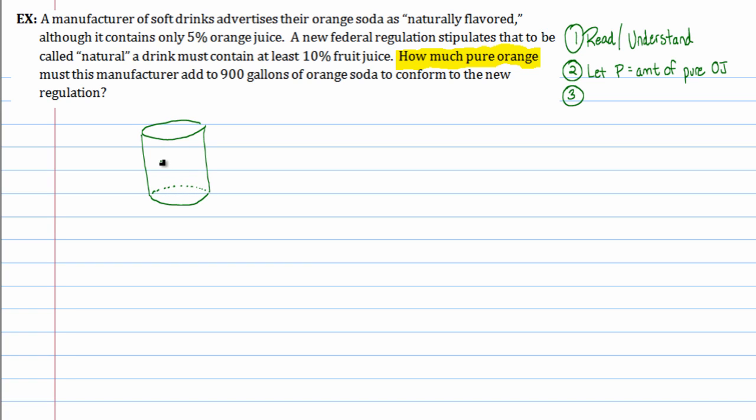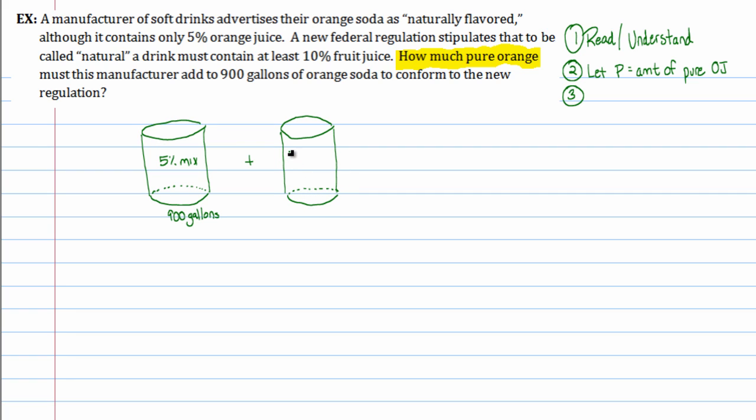This is currently a 5% mix, and they have 900 gallons of it. And you can think of how this would be labeled when you walk in. You see this big vat, it says 900 gallons and it's 5% mix. And to that, they're going to mix in a certain amount of pure orange juice.